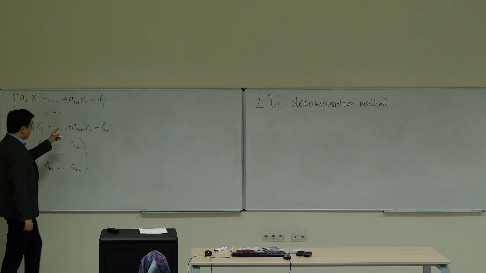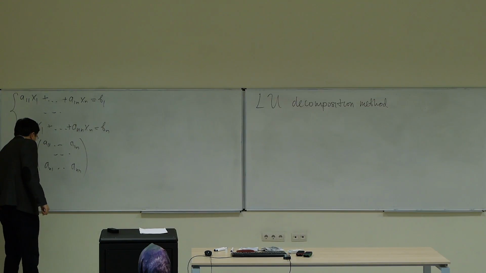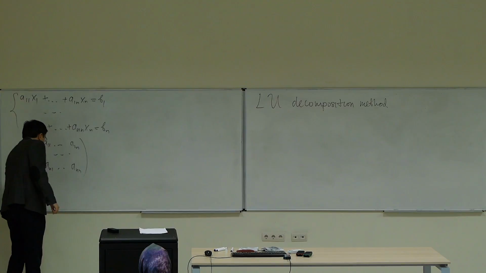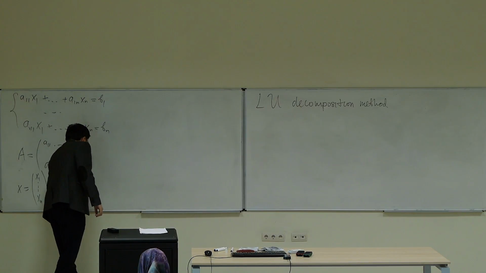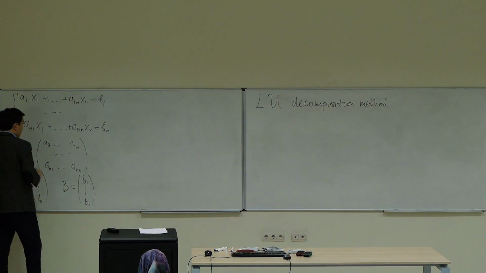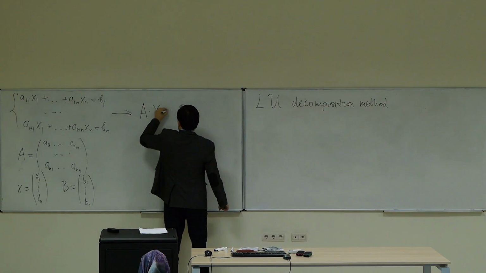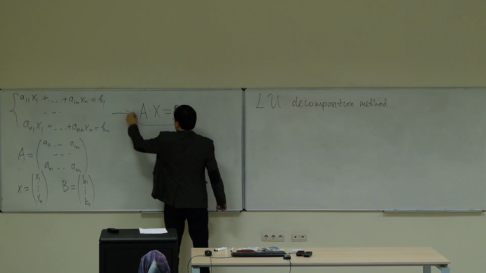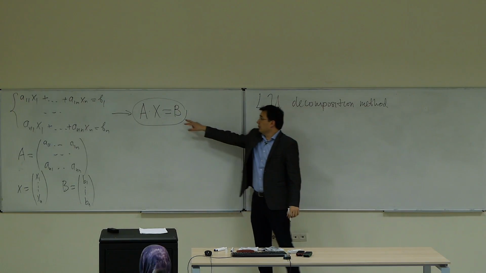Out of X, I can also create another matrix, X1 all the way up to Xn. The same with matrix B, B1 to Bn. So using these three matrices, A, X, and B, I can write this equation in matrix form like this. For the rest of my lecture today, I will be using this form very often.